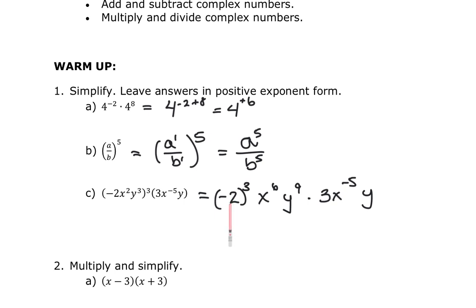Negative 2 to the 3rd power is negative 8, multiplied by that positive 3 gives me a negative 24. And now I'm going to add the exponents on the bases of the x. So I have 6 minus 5, that ends up becoming x raised to the 1. And I have y to the 9th, y to the 1. I'm going to add those, and I'm going to get y to the 10th.